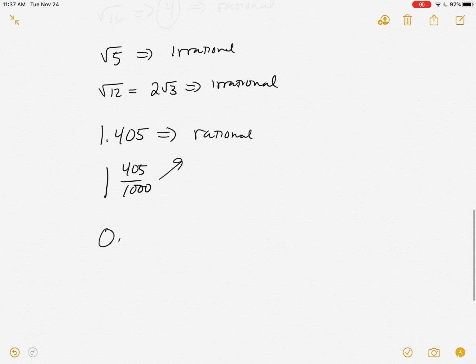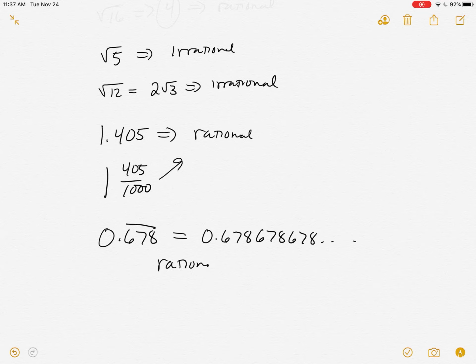What about 0.678? Rational or irrational? Well, apologize, it has a line over it. How about now? 678 goes on forever, right? 0.678, 678, 678, dot, dot, dot. We found out that that was rational.